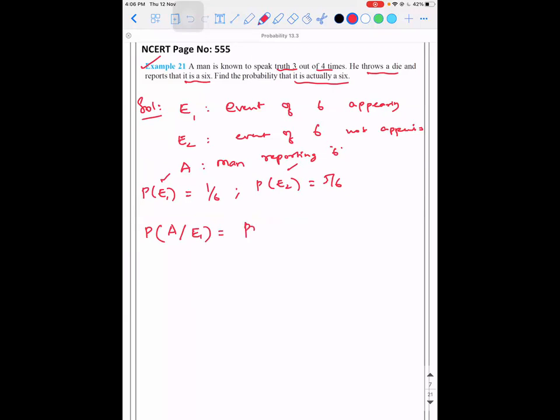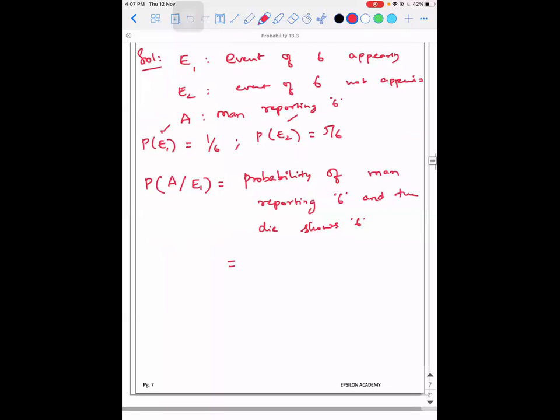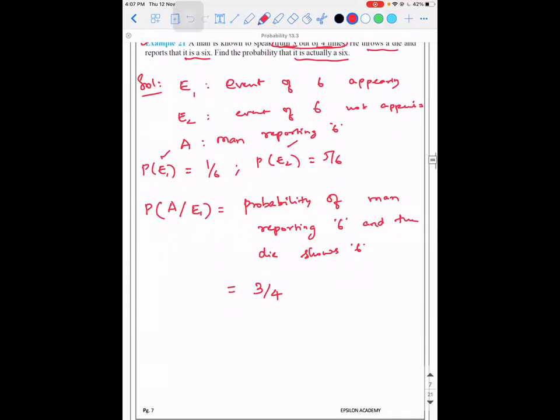So what is the meaning of this? This is the probability of the man reporting 6, and the die also shows 6. So indirectly, can I say that he has spoken truth? So how many times does he speak truth? 3 times out of 4, right? 75% he speaks truth, 25% false information.